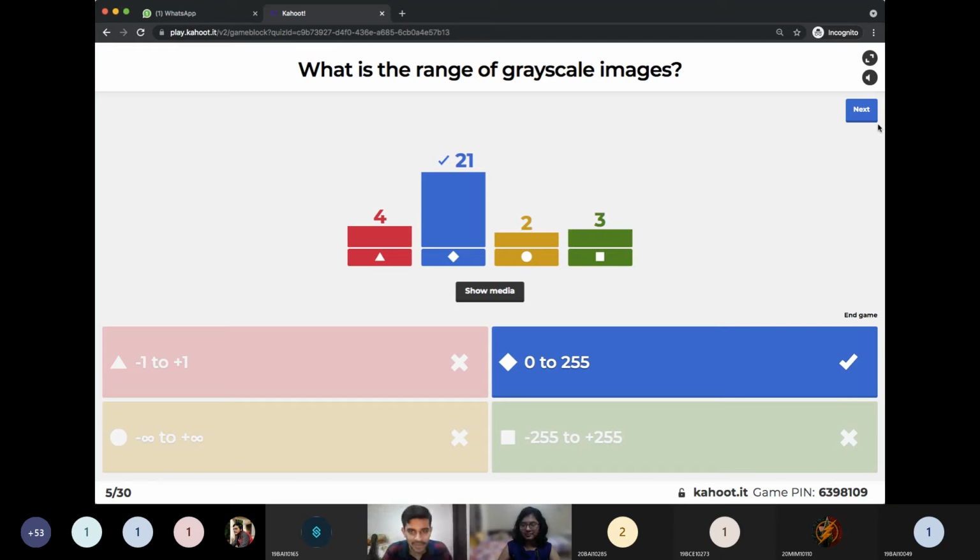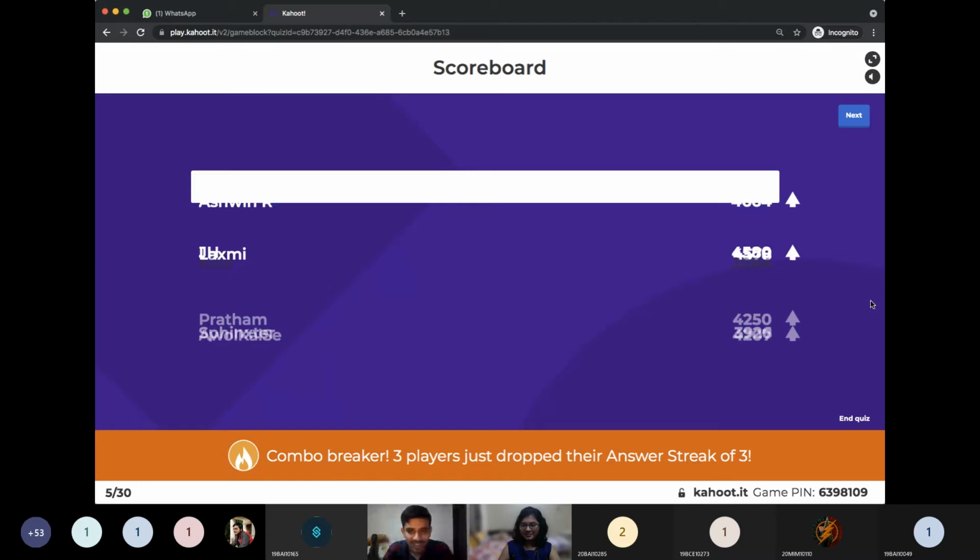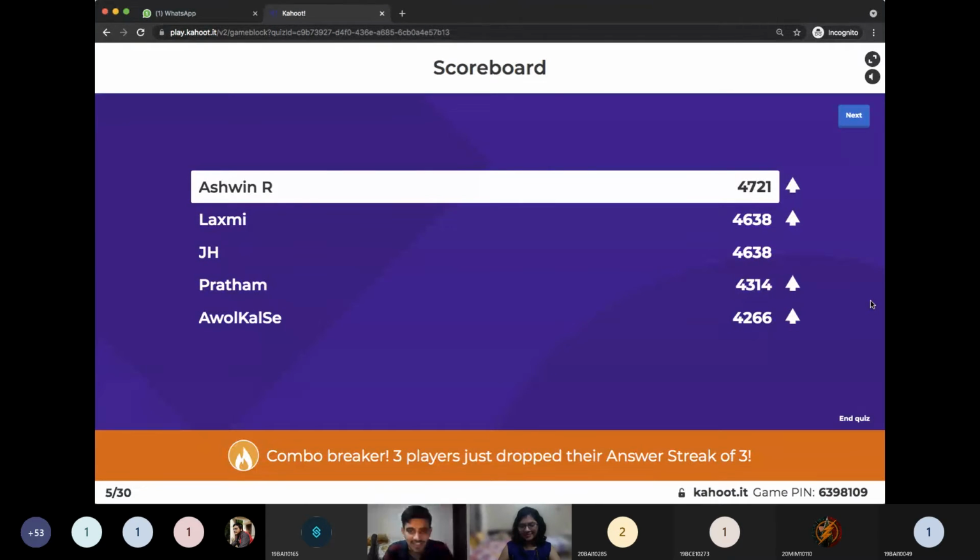21. Good. That's a sizable amount, I would say. Any changes? Yes, we have the changes. Ashwinar comes up, Lakshmi comes second, JH still in the third position, Pratham and Eval Kalse is also coming up. Okay, moving ahead.